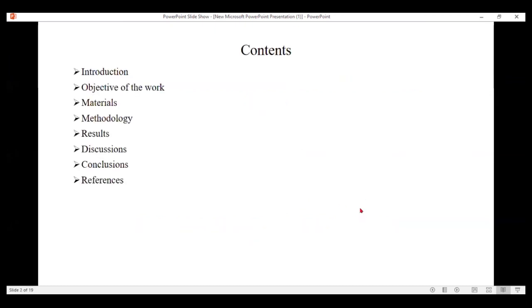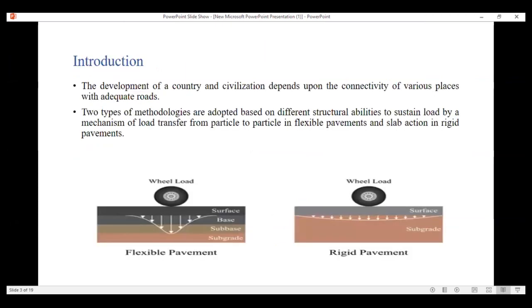Yeah, sorry. These are the contents of the presentation. In the introduction, based on structural integrity, pavements are of two types: rigid pavement and flexible pavement. In flexible pavement, wheel load is transferred from grain to grain. In rigid pavement, wheel load is transferred via slab action. The flexible pavements are constructed with aggregates and petroleum products like bitumen or asphalt. Presently, due to scarcity of petroleum products, as well as asphalt pavements having lesser strength and durability, in India mostly rigid pavement is preferred.